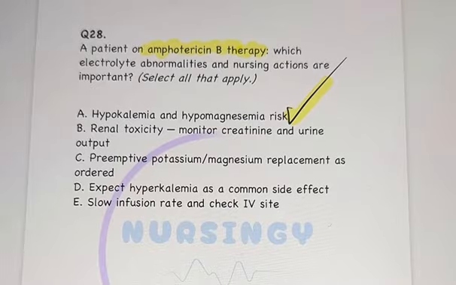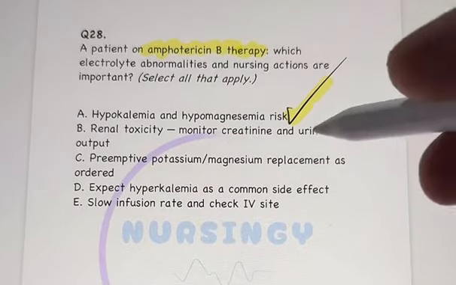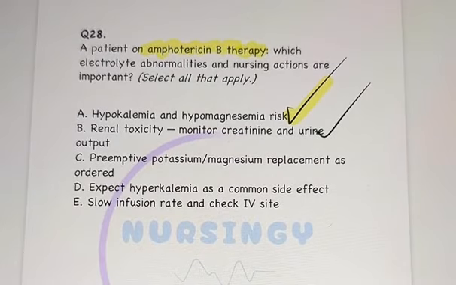Renal toxicity, monitor creatinine and urine output. Is that correct? B, yes, because we know there is now injury to the renal tubule, and definitely we're going to see an increased creatinine level. What's going to happen with urine output? You will see a number of things, including nitrogen waste. Yes, urine output will decrease, definitely.